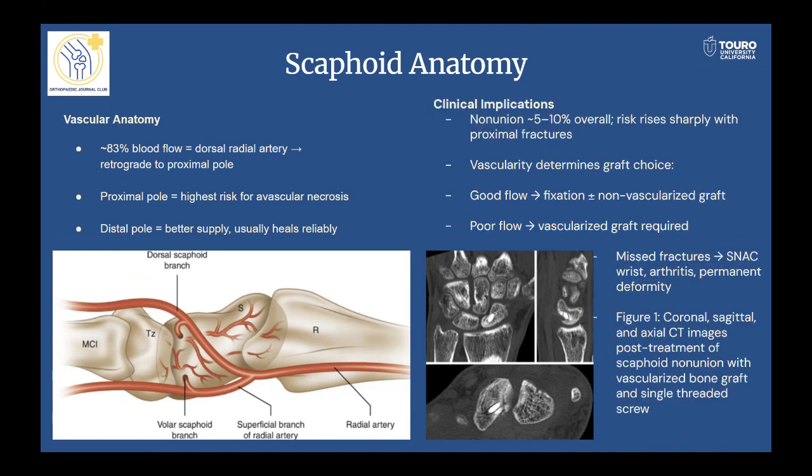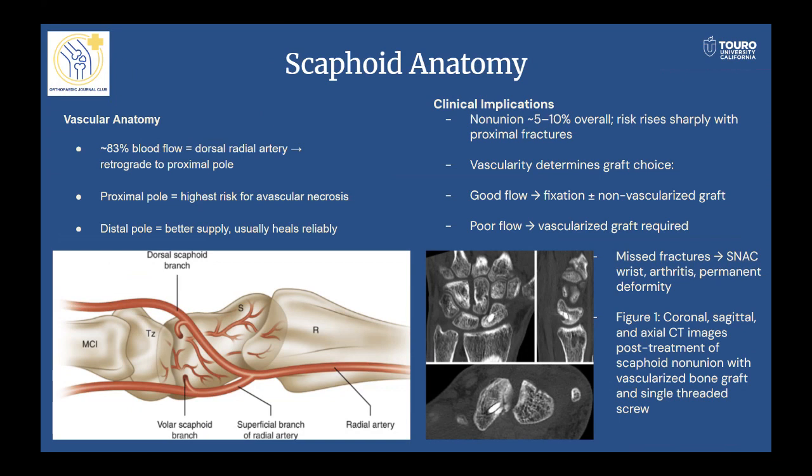So the clinical implications of this is that about 5 to 10% of scaphoid fractures don't heal, and this risk obviously increases significantly for proximal fractures due to that poor blood flow. If blood flow is preserved, surgeons can usually fix it with screws and a regular bone graft, which will generally heal quite well. But of course, if blood flow is compromised, they need to bring in a graft that already has its own blood supply, a vascularized graft.